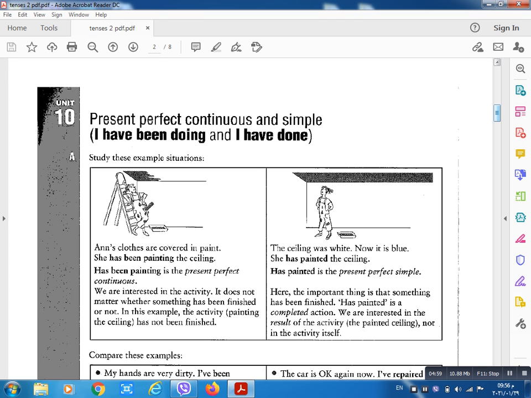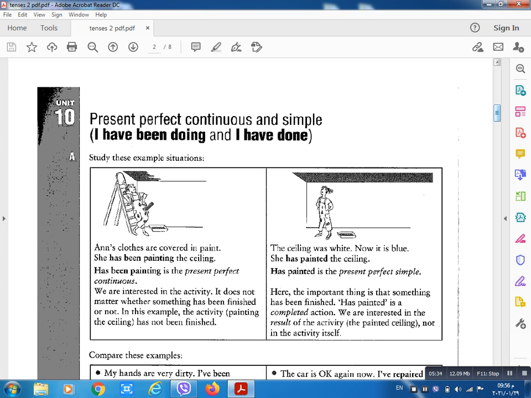Why do I use the present perfect continuous? What is the difference? Dear students, with the present perfect continuous, the action started in the past and has just stopped or recently stopped. What else? The important point is that the speaker is interested in the activity, regardless of whether something has been finished or not.